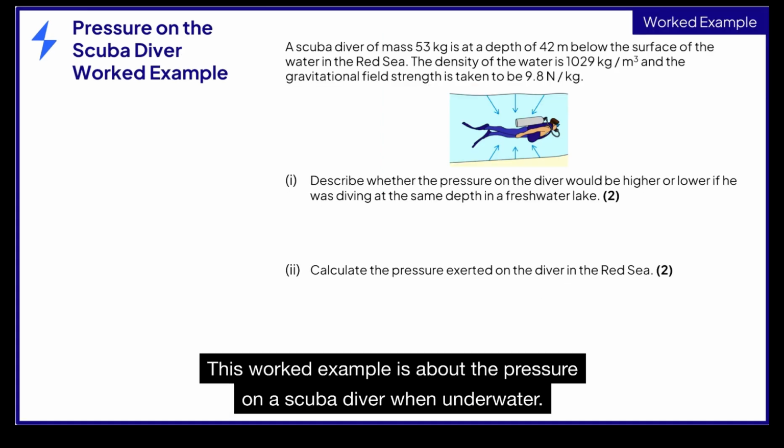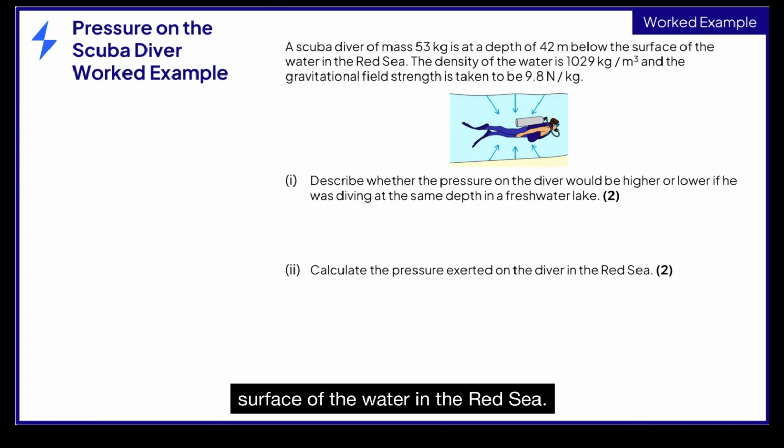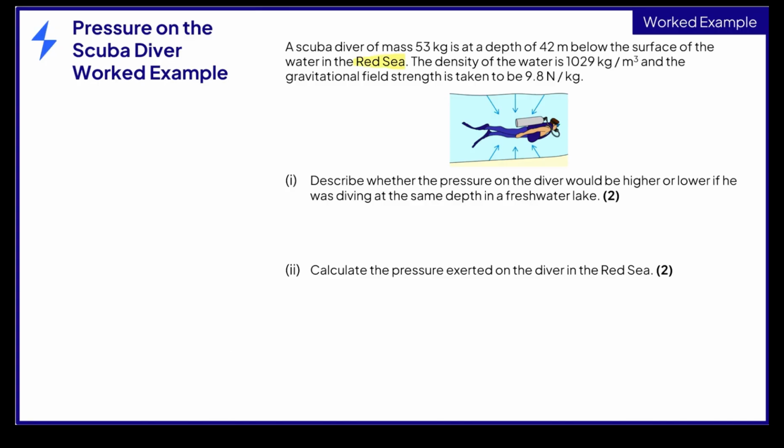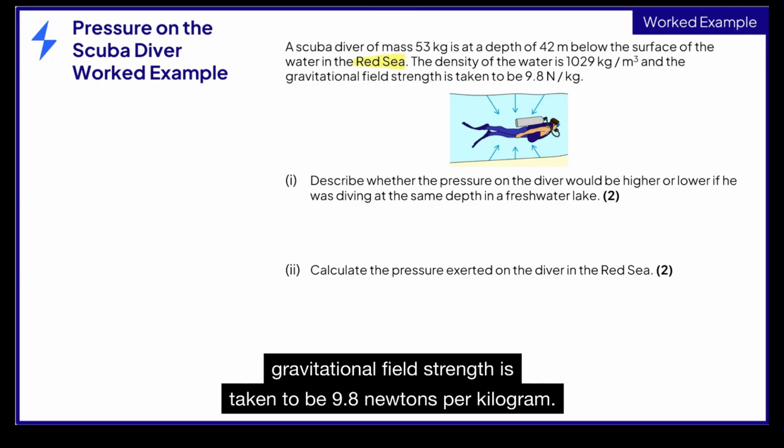This worked example is about the pressure on a scuba diver when underwater. A scuba diver of mass 53 kilograms is at a depth of 42 meters below the surface of the water in the Red Sea. The density of the water is 1,029 kilograms per meter cubed, and the gravitational field strength is taken to be 9.8 newtons per kilogram.